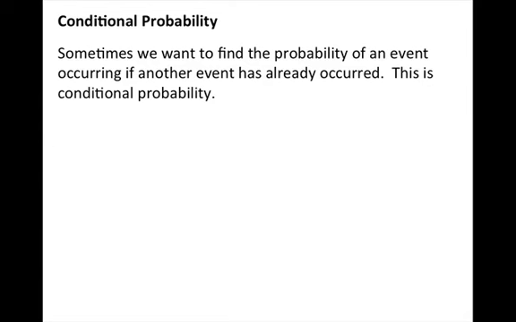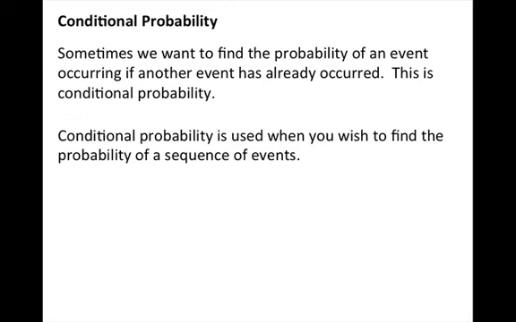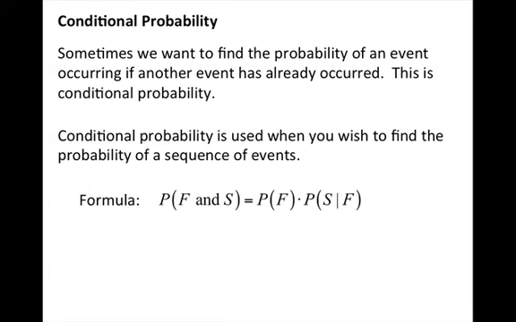Sometimes we want to find the probability of an event occurring knowing that another event has already occurred. This is called conditional probability. Conditional probability is used when you wish to find the probability of a sequence of events. You could have 2 events, 3 events, 4 events, any number of events. You're going to use conditional probability.